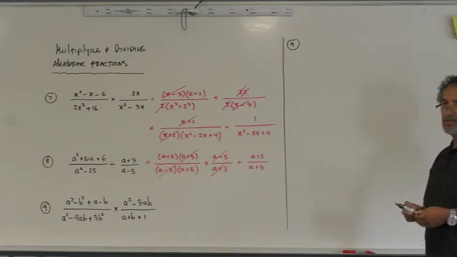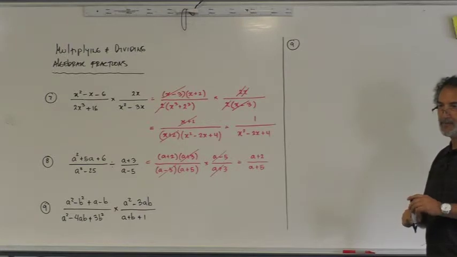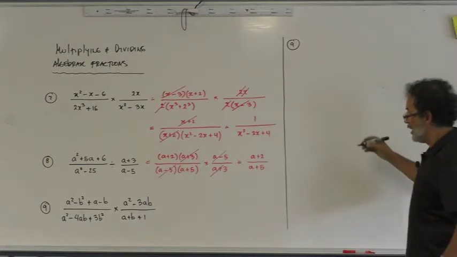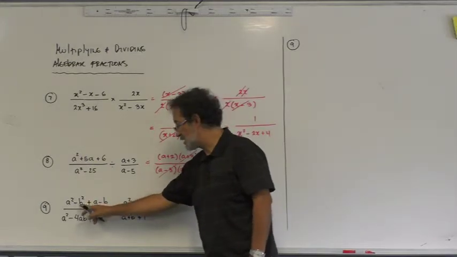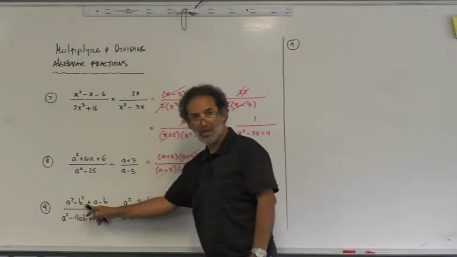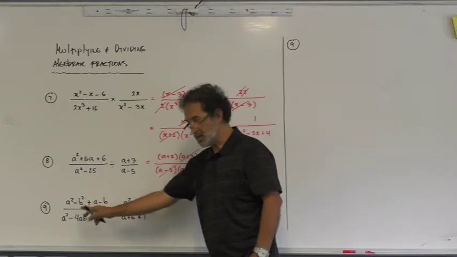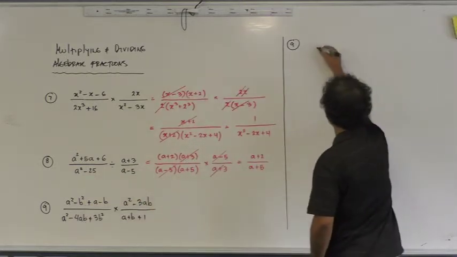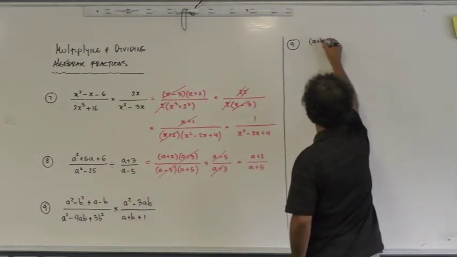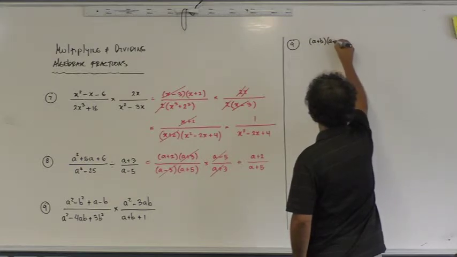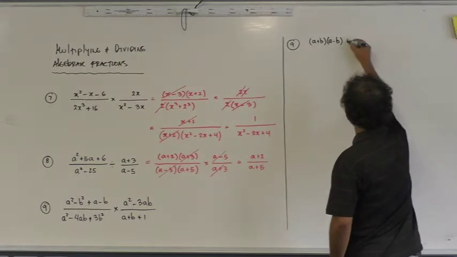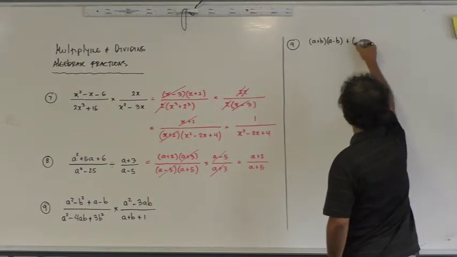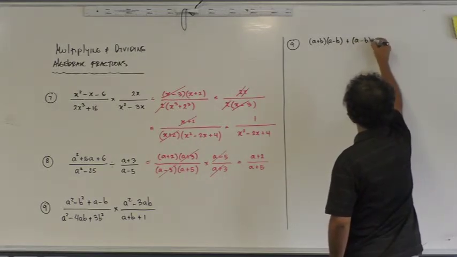Okay, so you need to look at this way. In question 9, can you see that the first part is the difference of 2 squares? So we're going to factorize that as a plus b and then a minus b. But still next to it we have a minus b. I'm going to put that in bracket, a minus b.